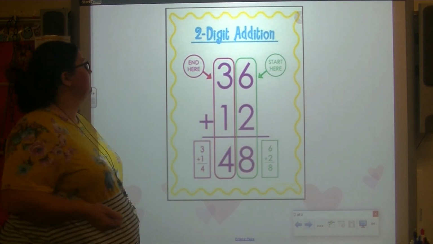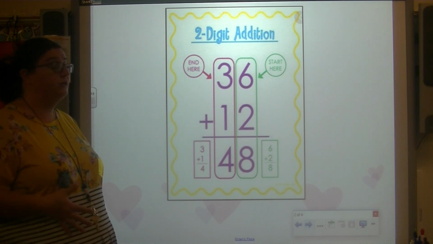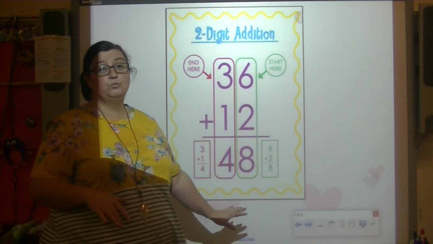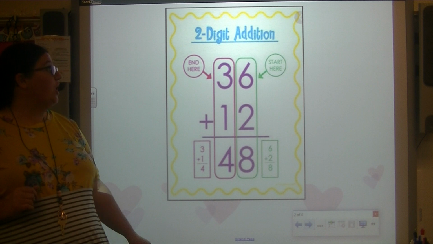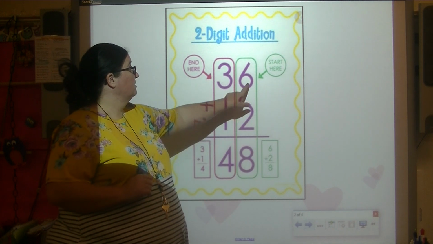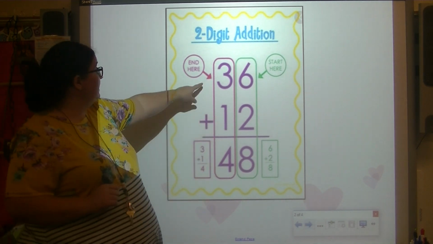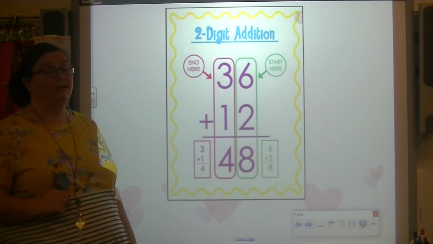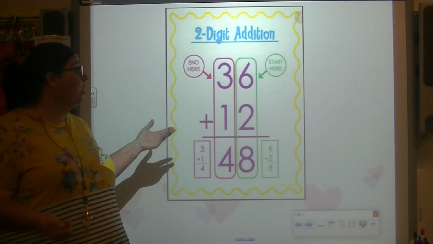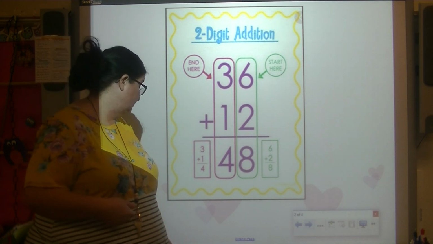All right, so let's review the rules. When we have 2-digit numbers, remember we need to divide our numbers into their place values. You need to separate your 10s from your 1s like separate problems. We always start with the 1s place and we add them first. So here we have 6 plus 2, and then here we have 3 10s plus 1 10. You can use your fluent strategies, that means knowing them quickly, or if you're still having trouble, then you can use place value blocks.